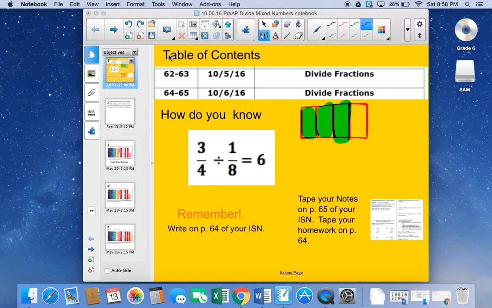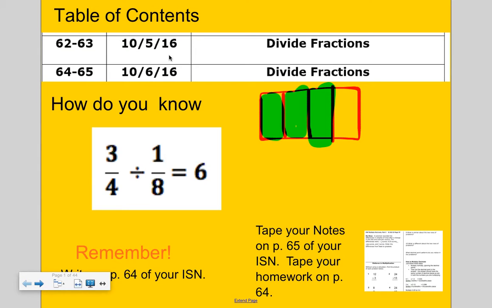This lesson is over how to divide mixed numbers. So how do you know that 3/4 divided by 1/8 is equal to 6? It's asking, if you have 3/4 as shown by this picture, and I divide them into eighths, why is it 6? So it's asking how many 1/8 go into 3/4. So let's divide this into eighths. Let's count. 1, 2, 3, 4, 5, 6. There are 6 groups of 1/8 that go into 3/4.